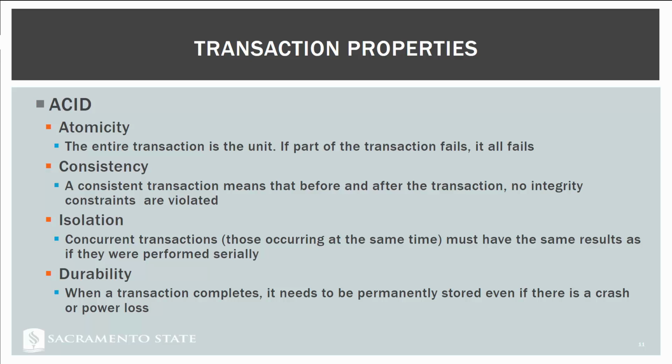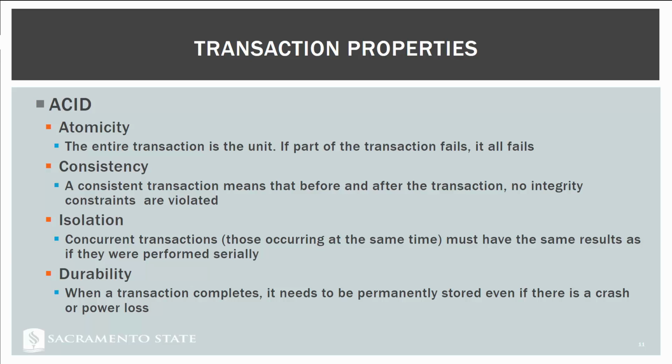The third is isolation. Isolation, we've talked about this before also. Isolation is the idea that concurrent transactions, meaning those that happen simultaneously, need to have the same results as if they happened one after the other, serially. And I've given the example before of what happens if my wife and I try to take money out of two different ATMs across town at the exact same millisecond.